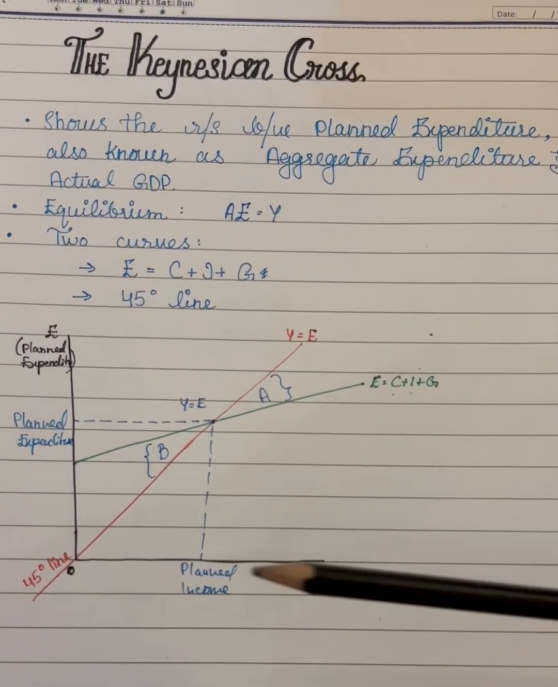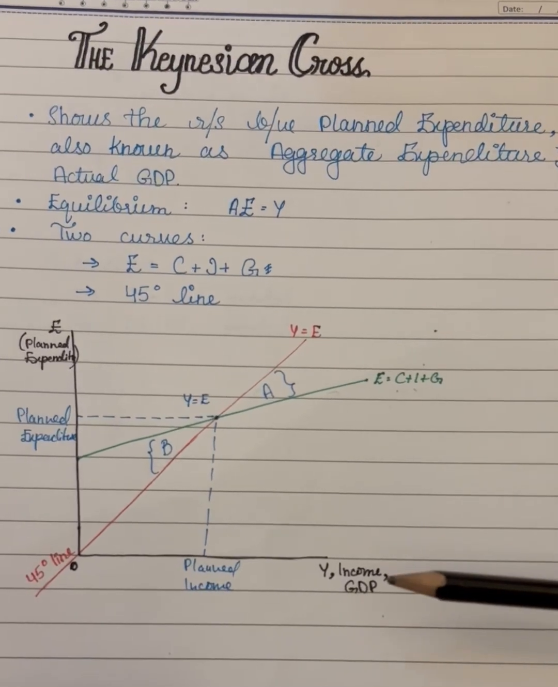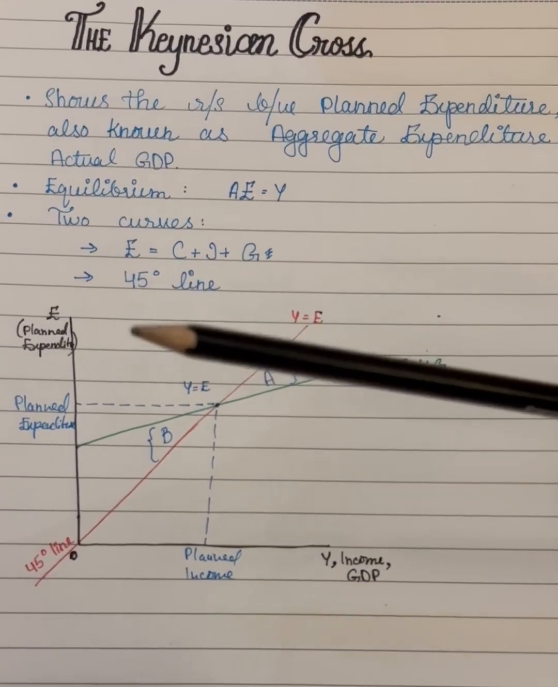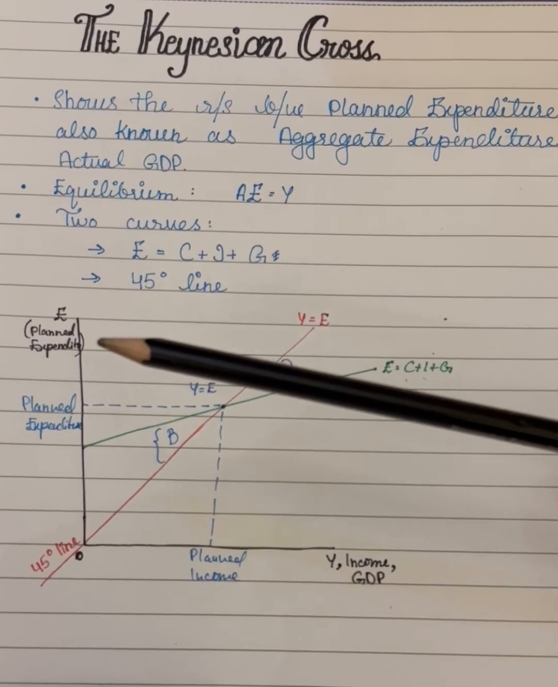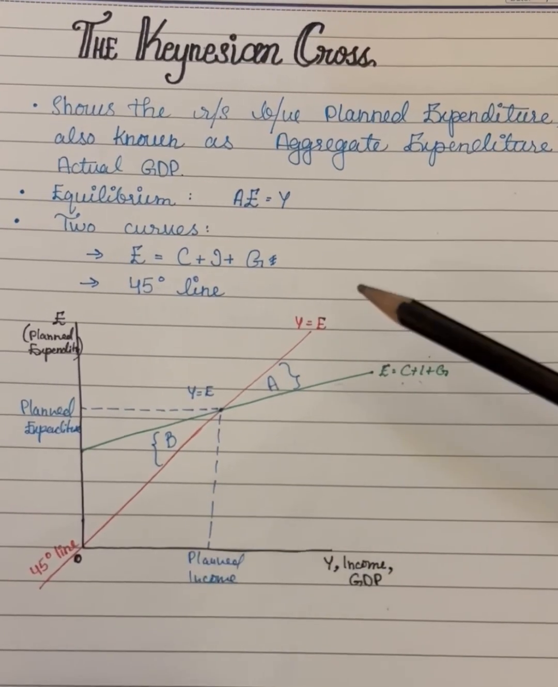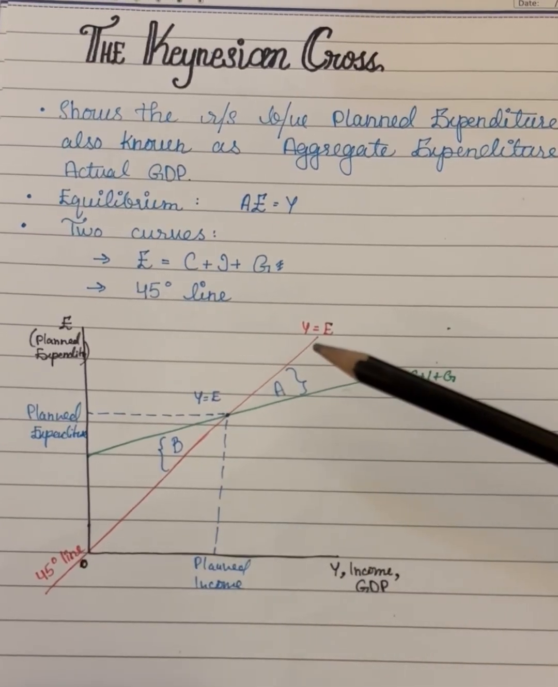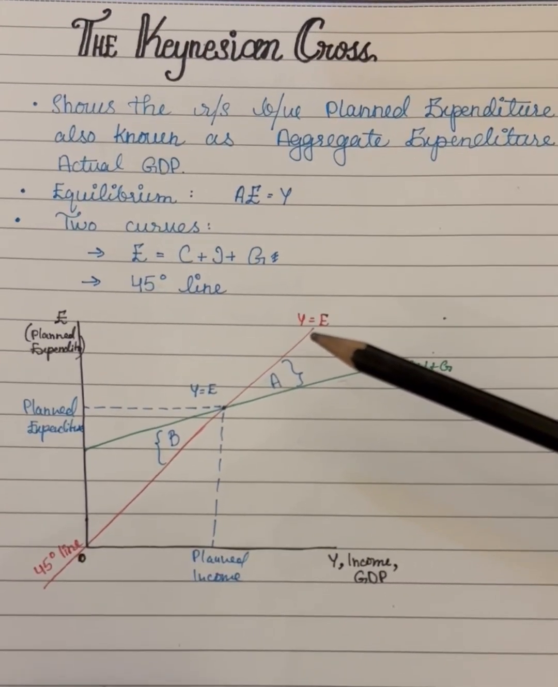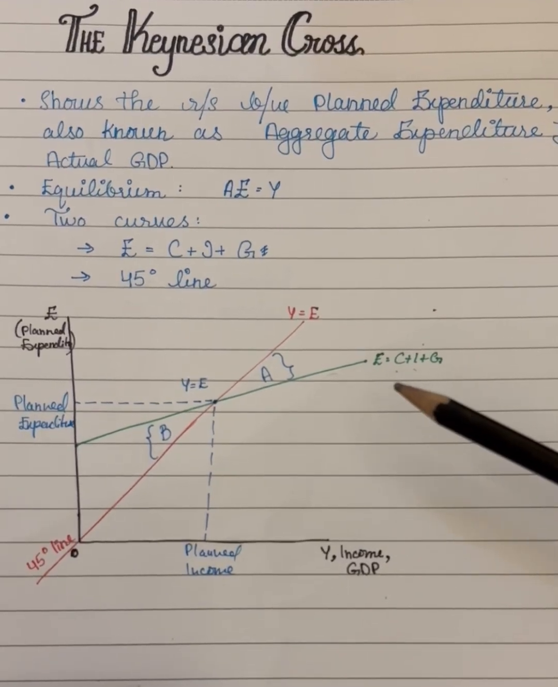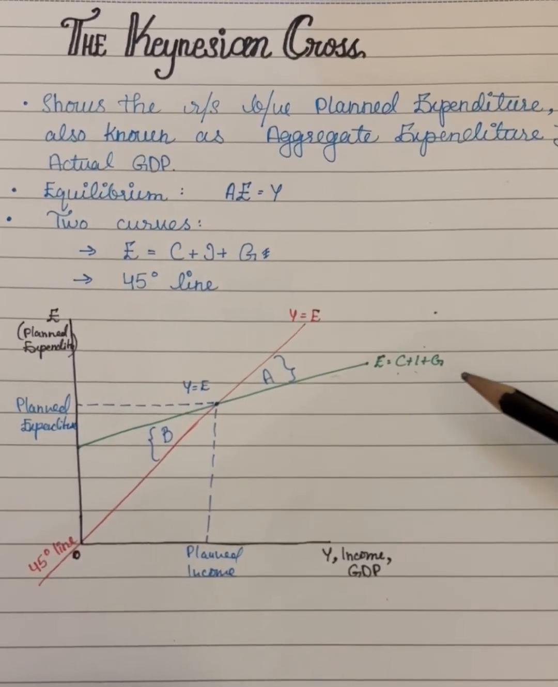On the graph, you can see that the horizontal axis shows GDP and the vertical side, the y-axis, shows planned expenditure. We've got two curves here. This curve, the 45-degree line, is also called the income expenditure curve. And here we've got E equals C plus I plus G.